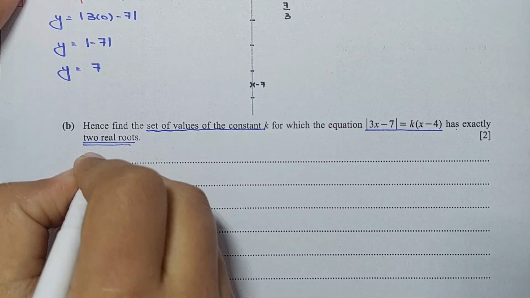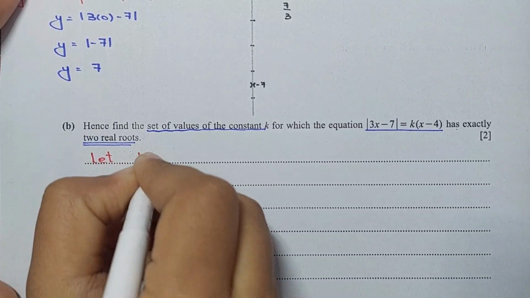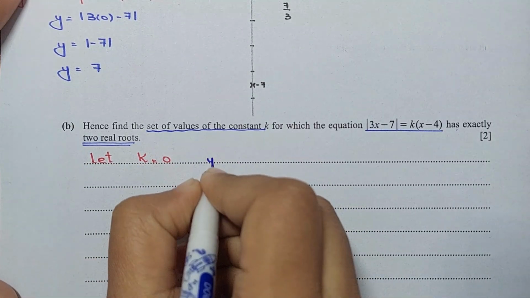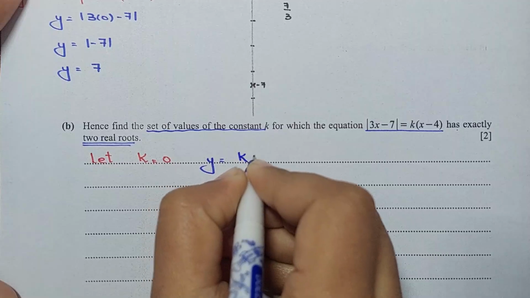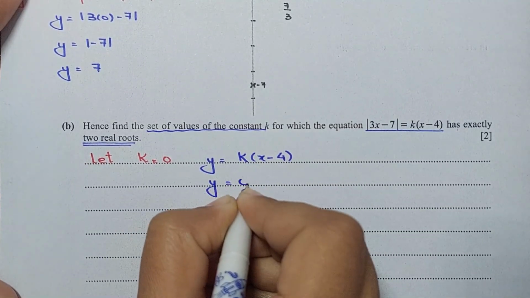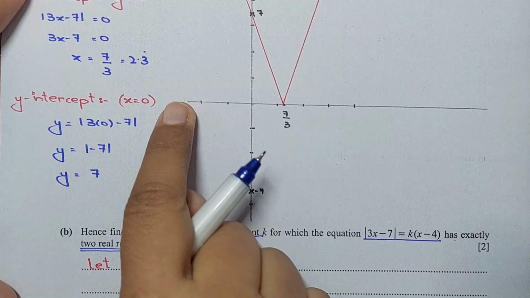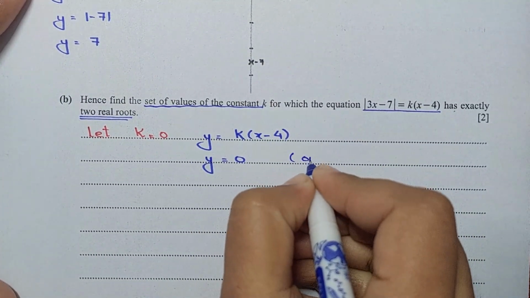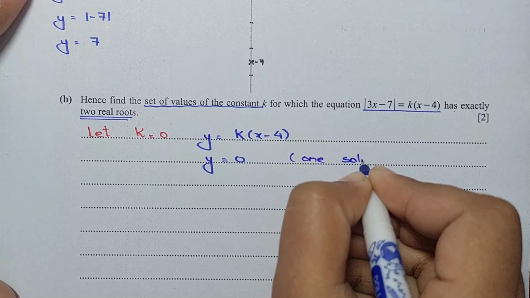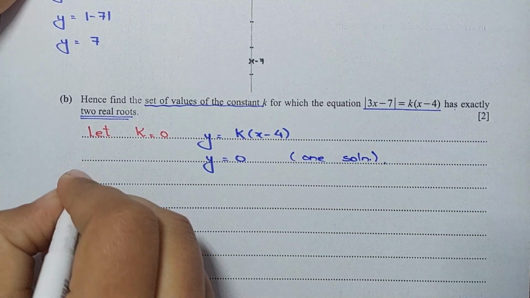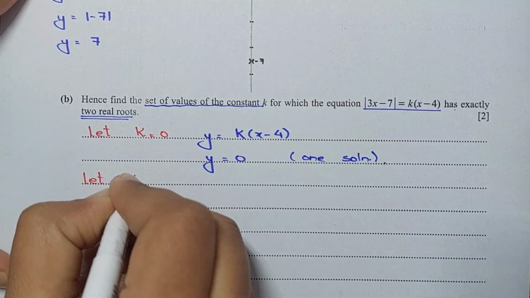So the first case we can say let k equal 0. When the k value is 0, we have the equation y equals kx minus 4, so y equals 0. And when you draw the graph of y equals 0, it has only one solution. Here we have one solution. Next we can say let k equal 1.